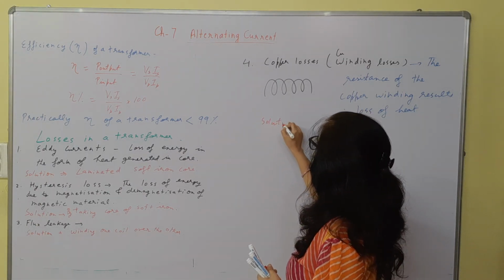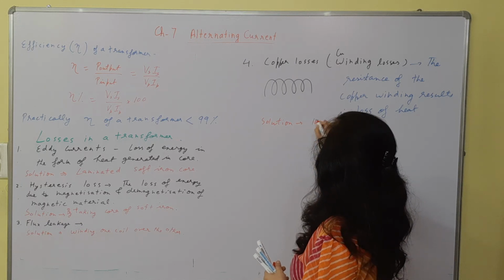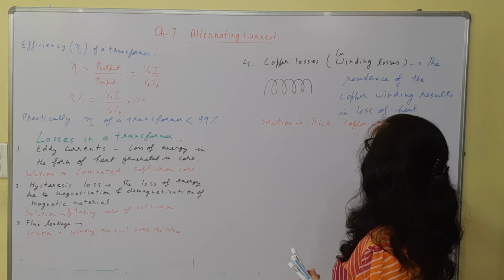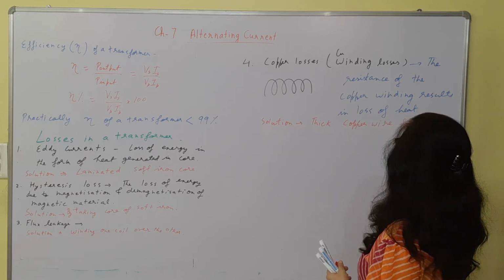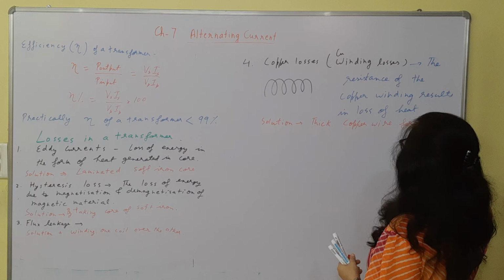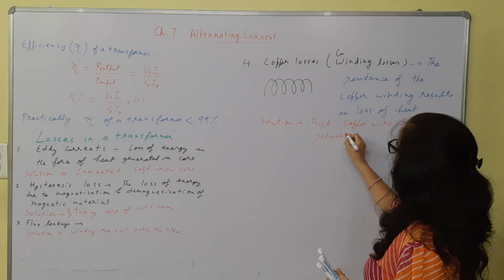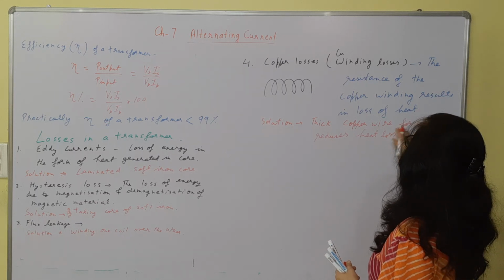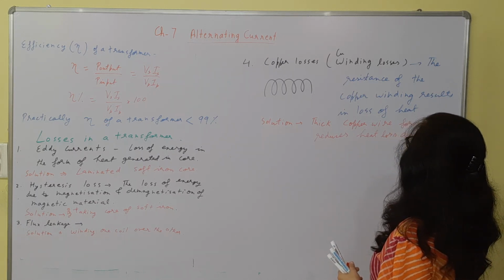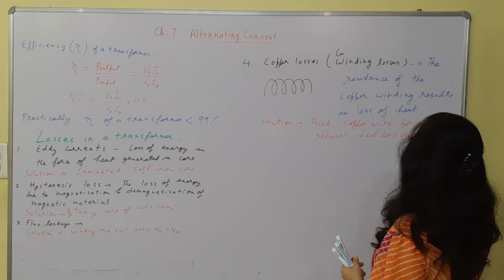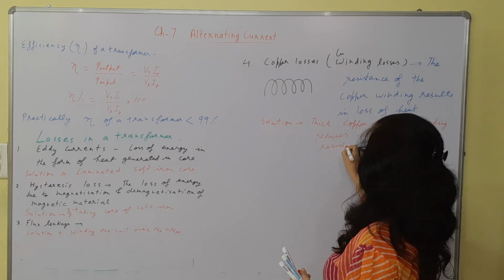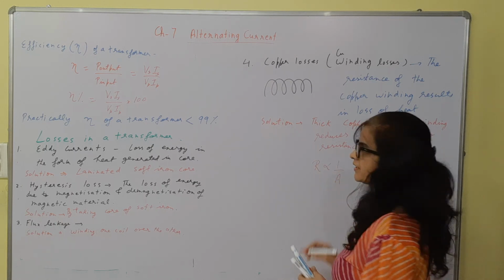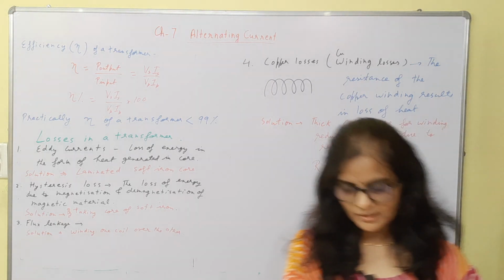Solution is thick copper wire for winding reduces heat loss due to resistance. Why so? Because resistance is inversely proportional to area. If it is thick, the resistance will be less.